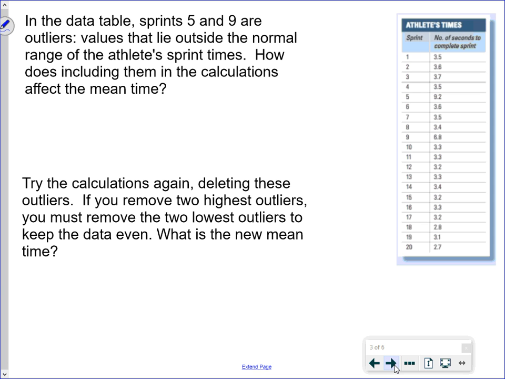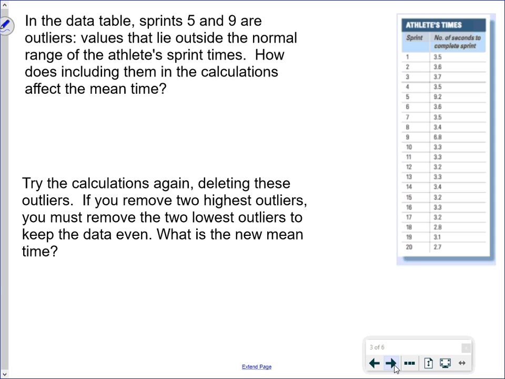In the data table, sprints 5 and 9 are outliers. That's what we identified in the last question. Sprint 5 is 9.2 seconds, and sprint number 9 is 6.8 seconds. These are outliers because their times are abnormal compared to the rest of the data. They're values that lie outside the normal range of the athlete's sprint times.